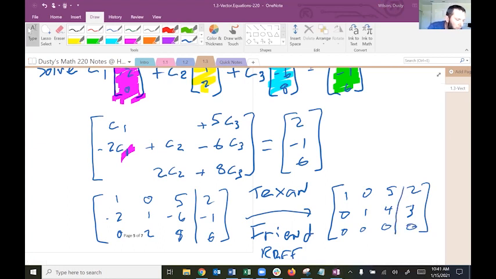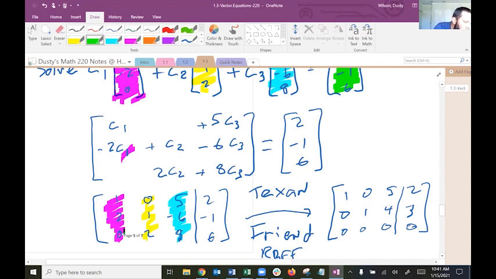Let's make sure that we see what's going on color-wise. Notice that A is just your first column, B is your second column, C is your third column. A1 is your first column, A2 is your second column, A3 is your third column, and B is on the other side of the augmented matrix. From Gerald, yes, 1 free variable.